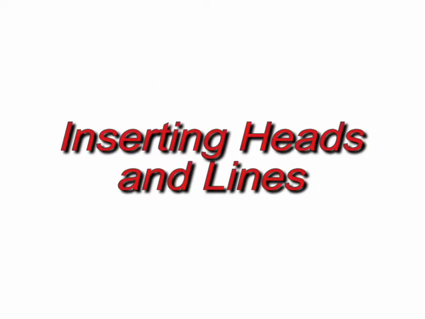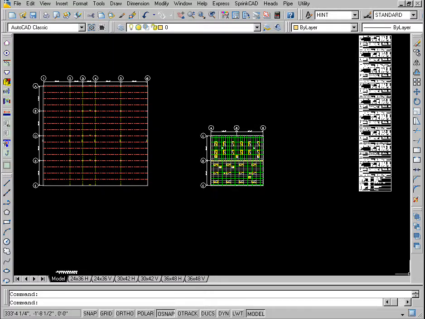Inserting heads and lines. You're now going to create a grid system. Go to the www.springcad101.com website and download the Study 2 drawing file. Copy the file to your drawing folder and open it in SpringCAD.